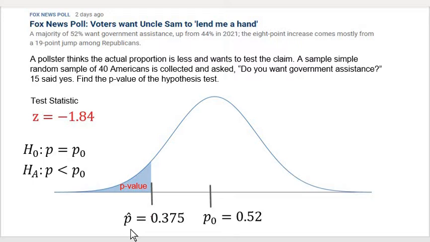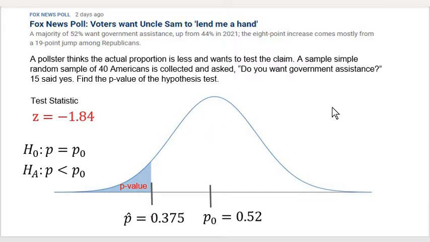So what the p-value is, the p-value is the probability of getting a value in the sample at least as extreme as whatever your sample statistic is. So if the actual population proportion is 0.52 like we've assumed, what would be the probability of getting a proportion in a sample at least as small as 37.5%? So to calculate that, we'd have to know something about this distribution.